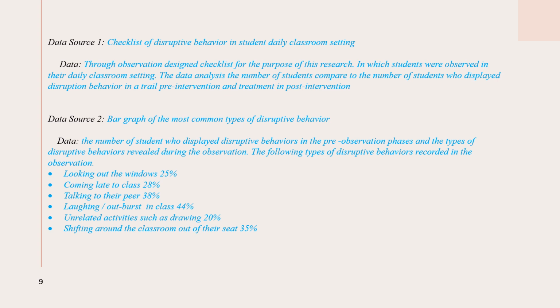Bullet point 1, looking out of windows, 25%. Bullet point 2, coming late to class, 28%. Bullet point 3, talking to their peers, 38%. Bullet point 4, laughing or outbursts in the classroom, 44%. Bullet point 5, unrelated activities such as drawing, 20%. Bullet point 6, shifting around the classroom out of their seat, 35%.